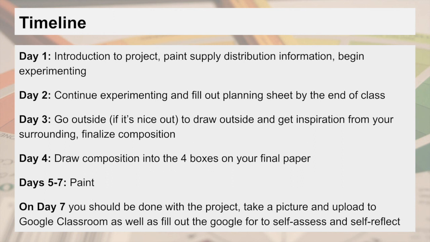Day 4, you'll be drawing your composition into the 4 boxes of your final paper. Days 5 through 7, you'll go ahead and paint. And then by the end of class on day 7, you should be done with this project. You can take a picture of it and upload it to Google Classroom, as well as fill out the Google form for self-assessment and self-reflection.